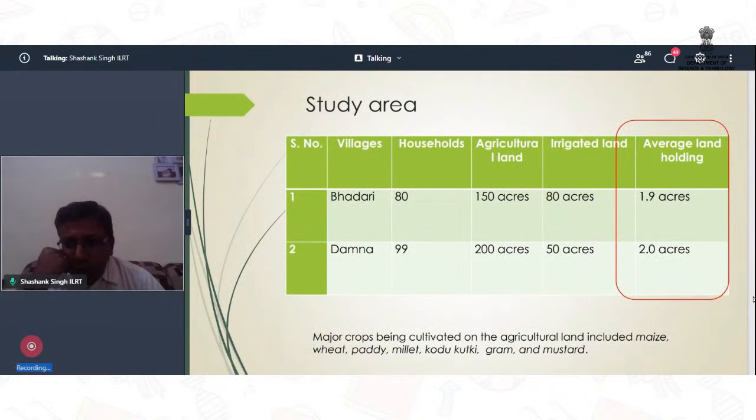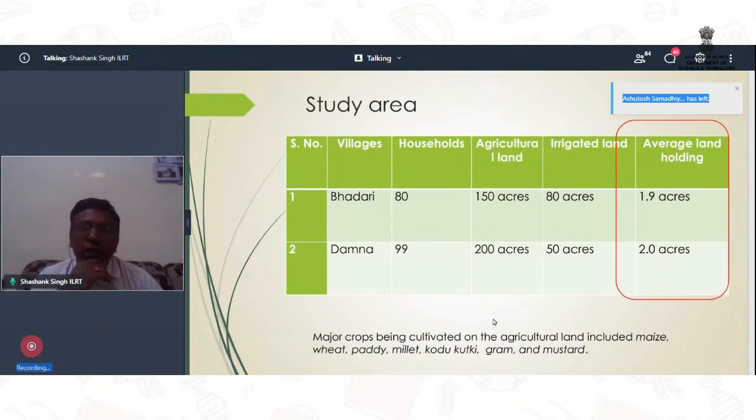The land holding size is less than 2 acres. Most of the farmers there have very small land holdings, and often these lands are not a single piece of land. They are very fragmented, and they may not be cultivating the entire 2 acres either. Next slide, please.